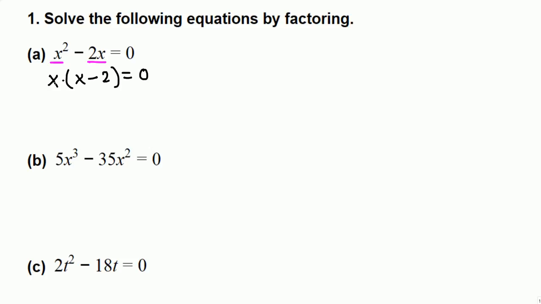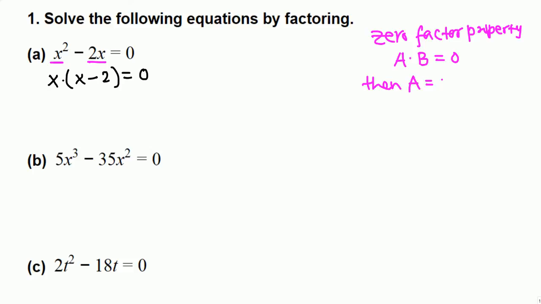So a product of two factors equals 0. Next we want to use the zero factor property. Remember the zero factor property: if we have a times b equals 0, then either a equals 0 or b equals 0 or both. So we write then either a equals 0 or b equals 0.